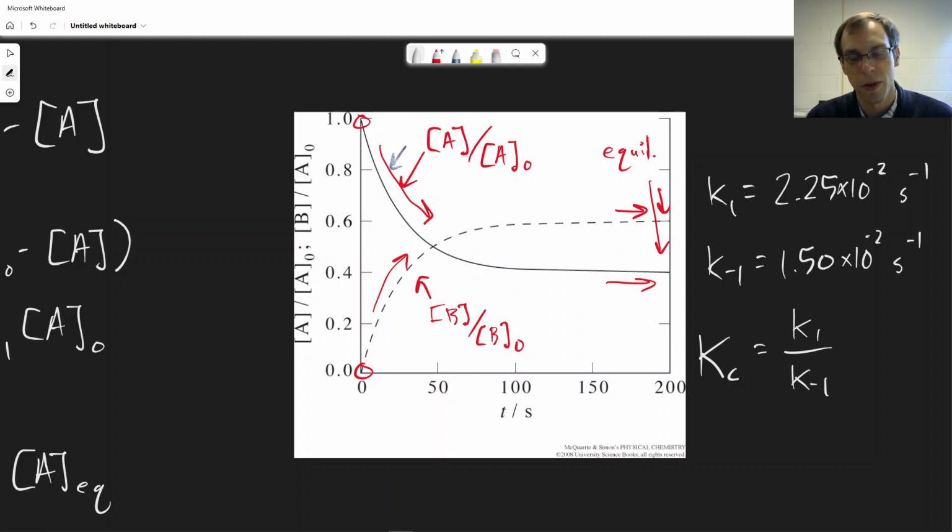So that's it for reversible reactions. In the next video, we'll look at the temperature dependence of rate constants in the Arrhenius equation.